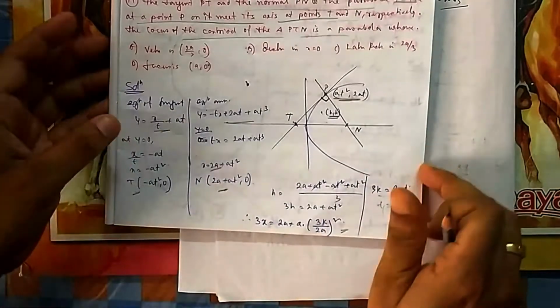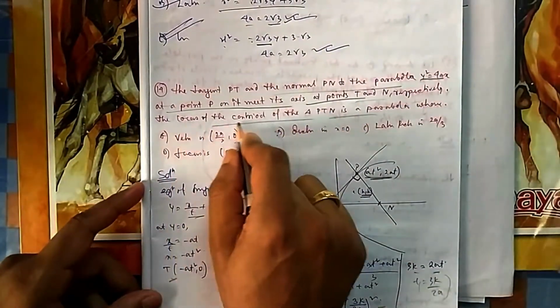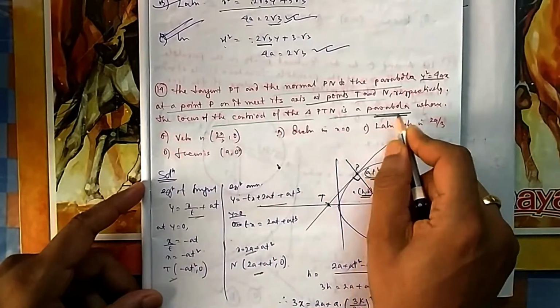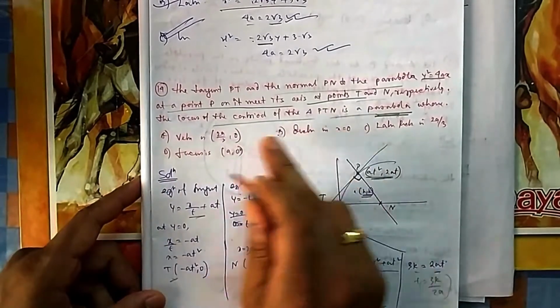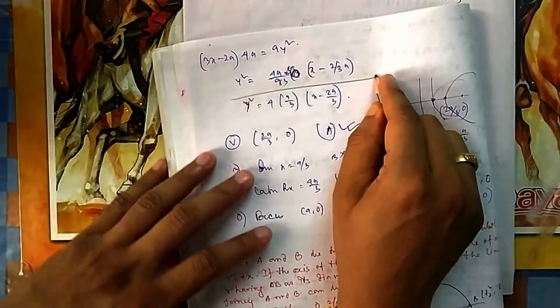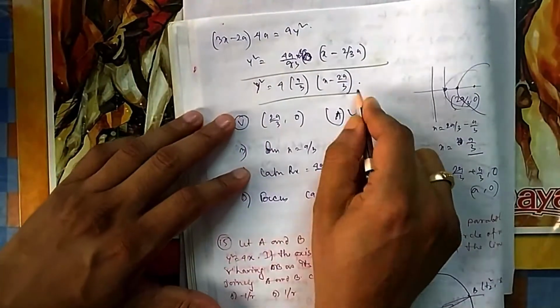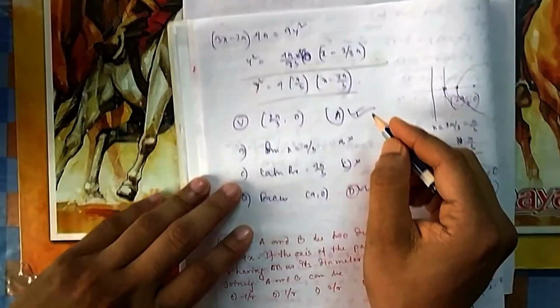So finally, they are saying that the locus of the centroid is a parabola. They are giving options, and you have to find all these things and see which one is correct. There are multiple correct answers. If you simplify this one, it becomes of this format. You can simplify it. It is y square and this. So what will be its vertex? 2a by 3 comma 0. So option A is correct. What is its directrix?